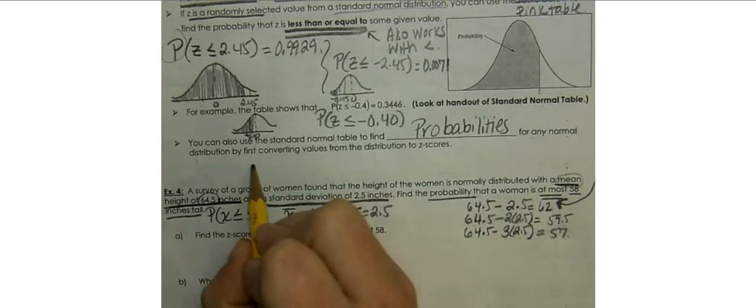So it says you can also use the standard normal table to find the probabilities, which is exactly what we're talking about here. Whenever you see that P in front, that's probabilities. To find the probabilities for any normal distribution by first converting the values from the distribution to z-scores. So that is always going to be your first step, and the way to convert it to z-scores, once again, is for you to use this formula, x minus x bar divided by standard deviation.